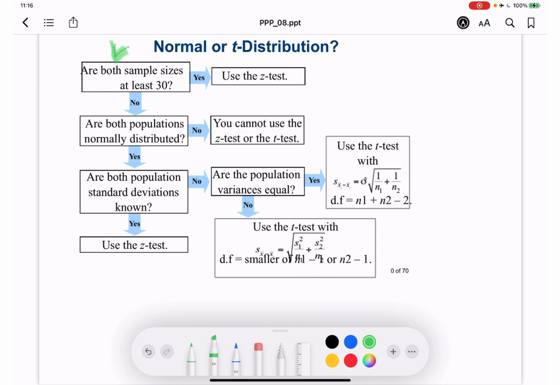Is it 30 or more? Yes. If it's yes, we are using z-test. There is no question about that. If it's not, then we are digging further. It doesn't automatically mean that we are going to use t-score. No. We are going to check, okay, it's not greater than 30.